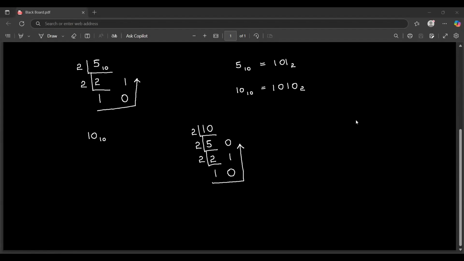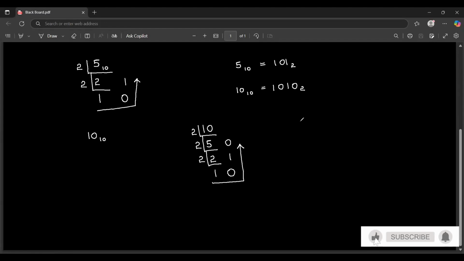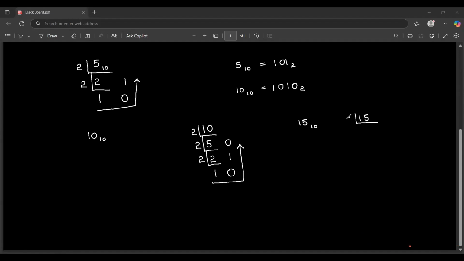Let's do another question. Let's say we have 15 to the base 10. Let's write that down. So here we have 15. If I divide it by 2, I will get 7 and the remainder will be 1. If I divide it by 2, I will get 3 and the remainder will be 1. And if I divide it by 2 again, I will get 1 and the remainder will be 1. So 15 to the base 10 can be written down as 1111 to the base 2. So this is how you have to do it.